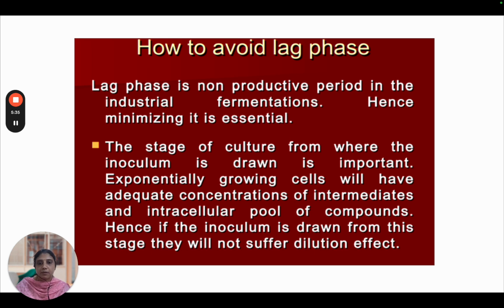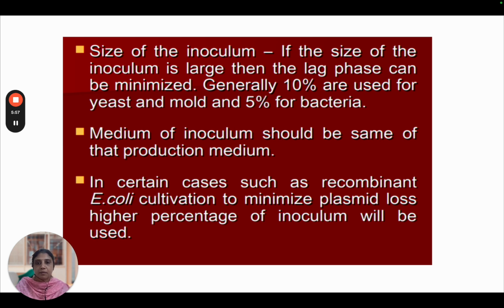How can we avoid the lag phase? We have to identify the inoculum stage. The inoculum has to be incorporated into the bioreactor during the exponentially growing phase. So the exponentially growing cells have to be inoculated into the bioreactor. And the size of the inoculum: if the size of the inoculum is very large, then the lag phase can be minimized. Generally 10% is used for yeast and mold and 5% for bacteria, and the medium of the inoculum should be the same as that of the production medium.